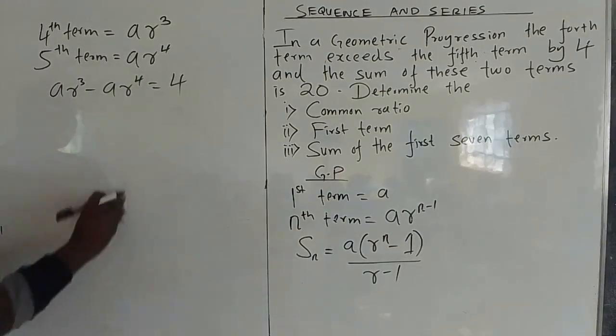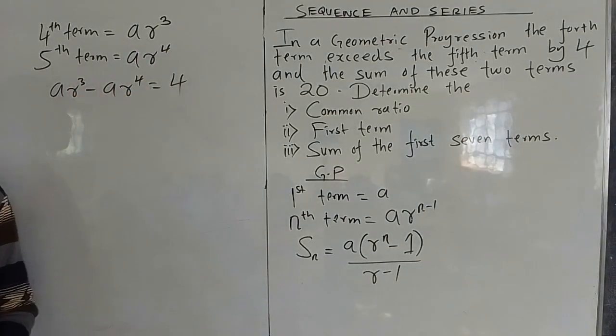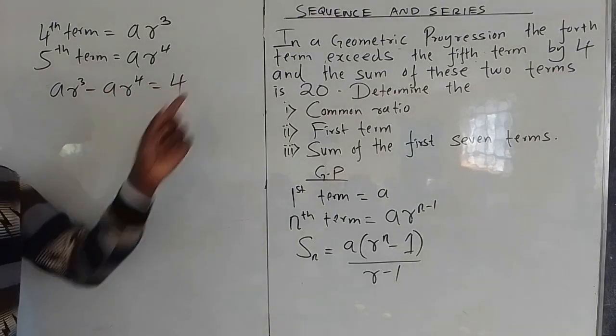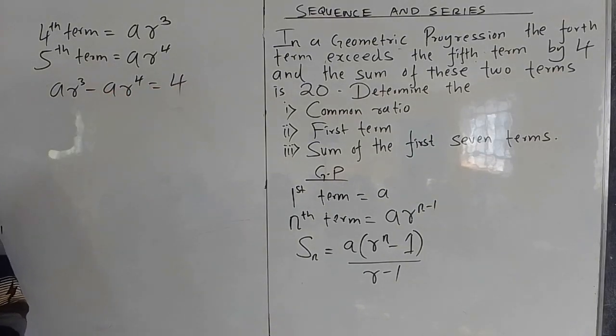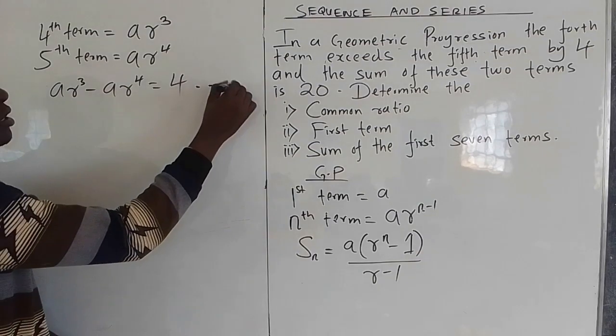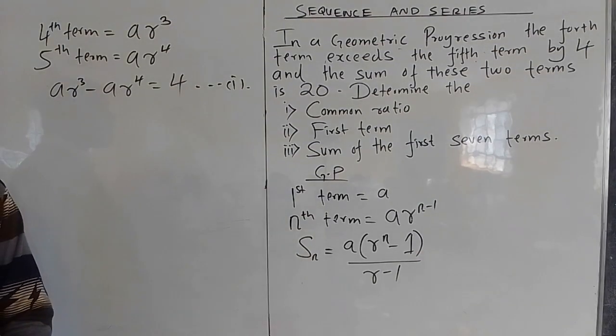So you see, fourth term exceeds the fifth term by 4, meaning fourth term minus the fifth term, you should see that value, isn't it? Should be equals to 4. You have formed equation 1. Then you move on.